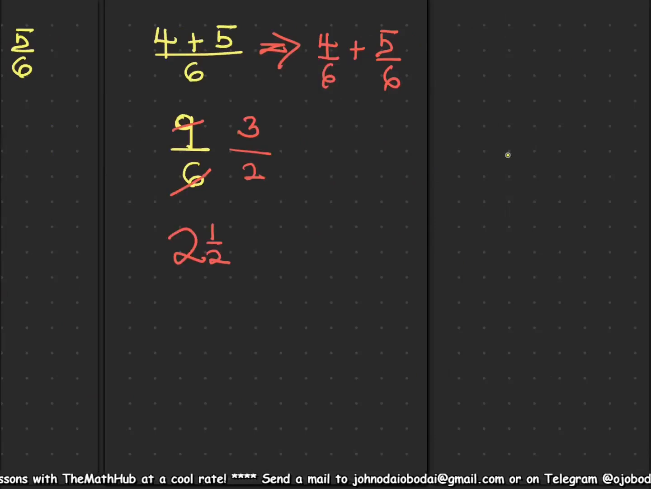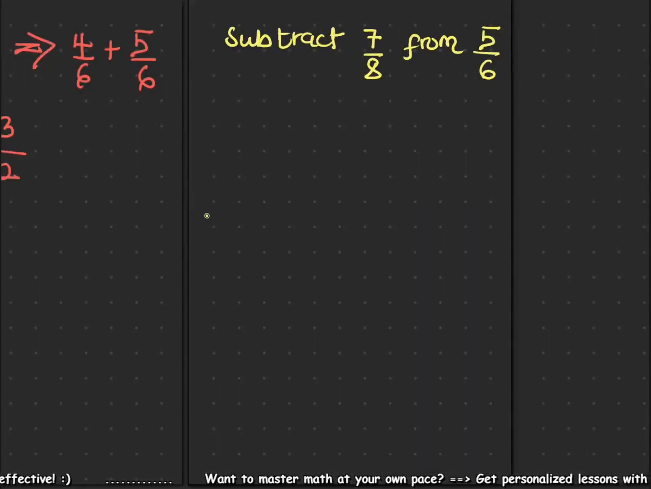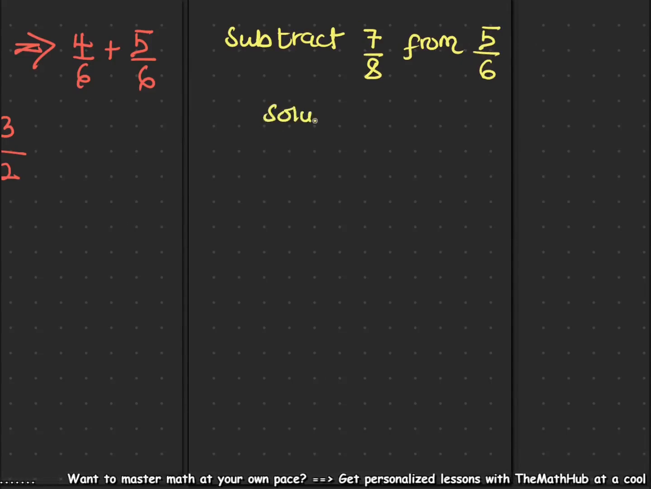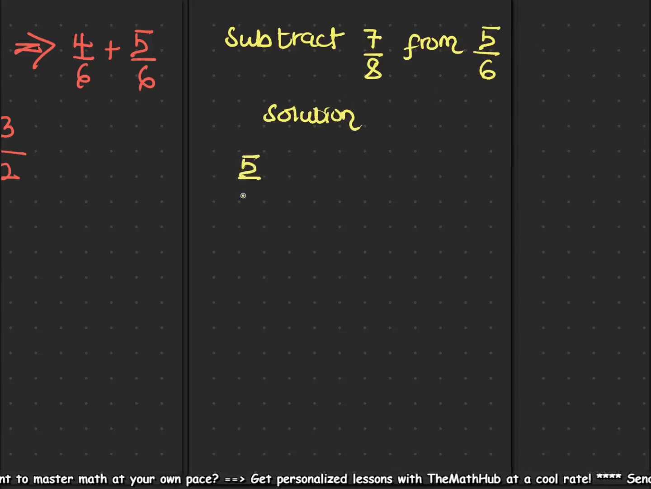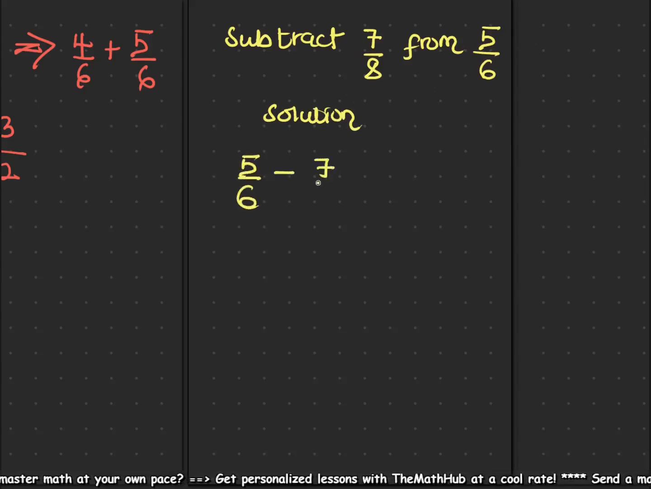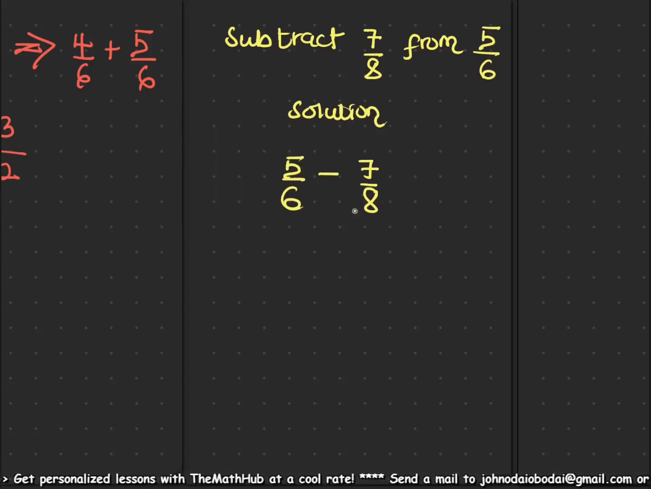So let's take another example and see how we are going to go about it. In this question here, we have to subtract 7 over 8 from 5 over 6. It means we are removing 7 over 8 from 5 over 6. So our solution, how do we do that? What this means is you have 5 over 6 minus 7 over 8. You are subtracting this from this. That is how we convert it into an equation. So let's evaluate and see.